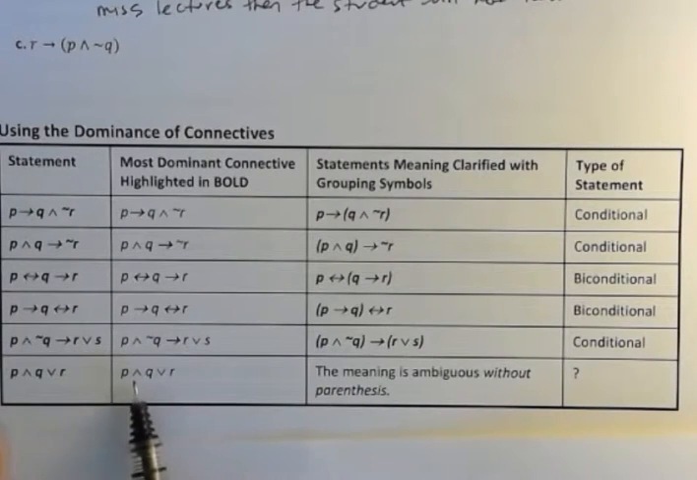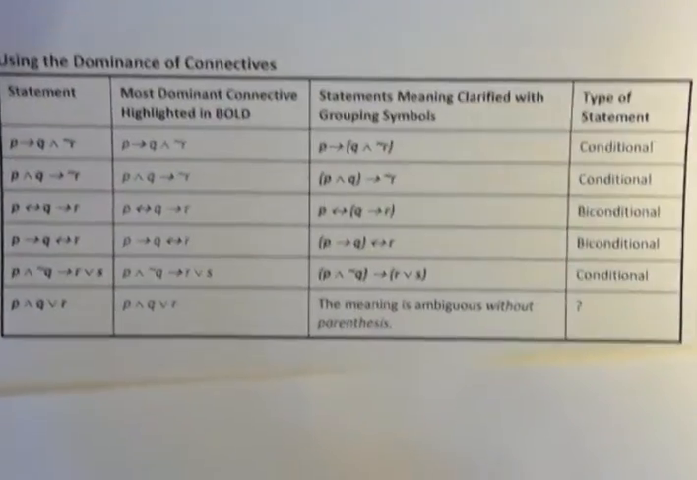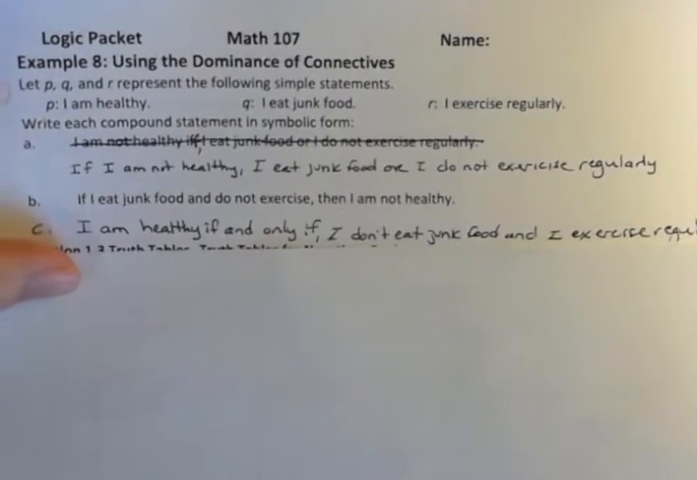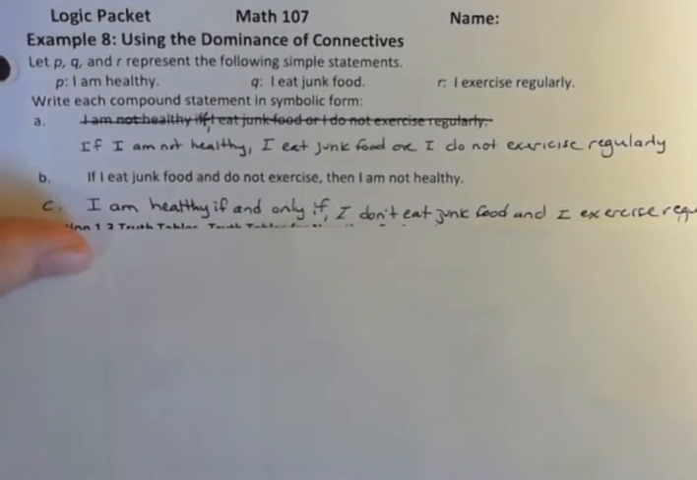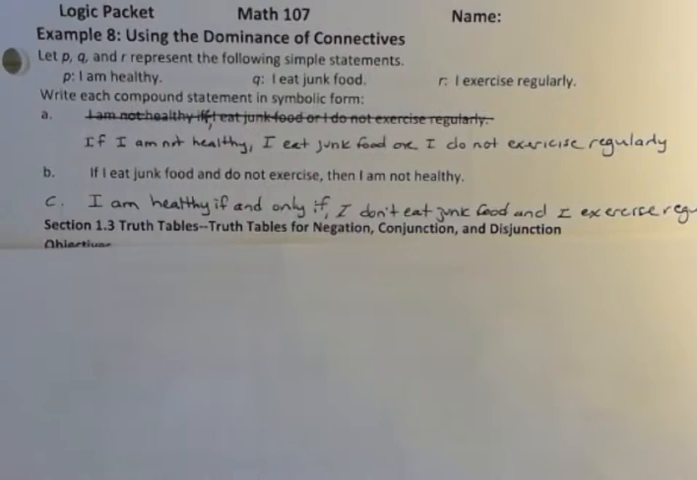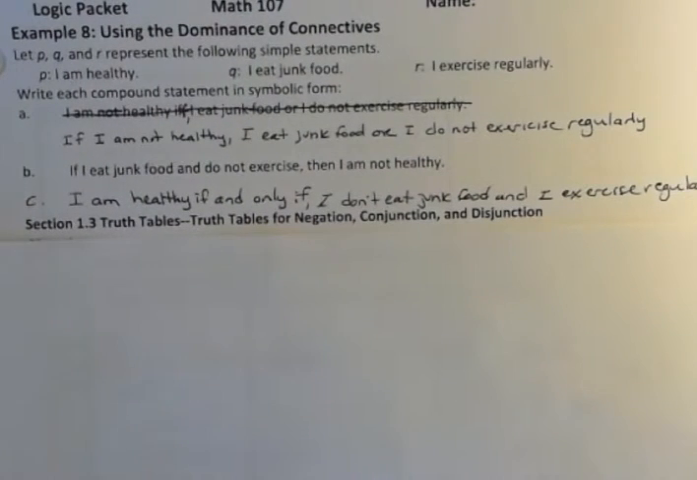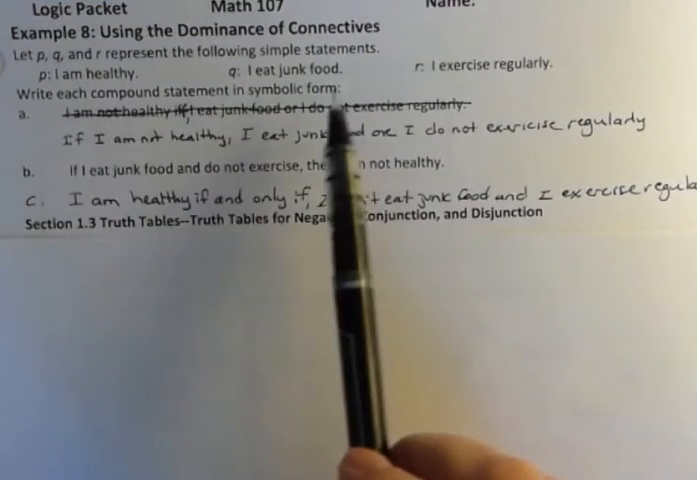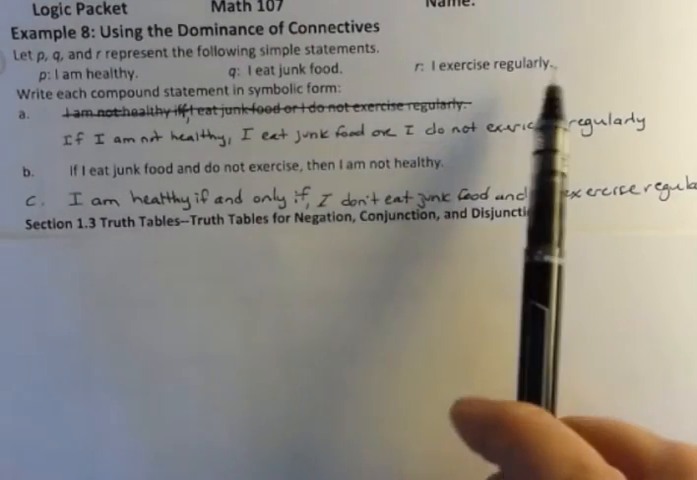If I have something like this, P and Q or R, that meaning is ambiguous unless we were to put parentheses in there. So it's important for us to know what we're talking about. All right. I'm sorry I messed up on this and I just used the printed copy that I have, so hopefully you can read this, but I want to show you three things. If P is I am healthy, Q, I eat junk food, and R, I exercise regularly.